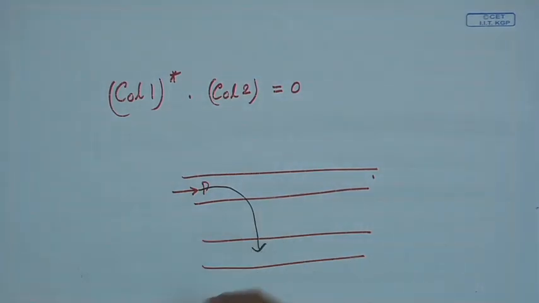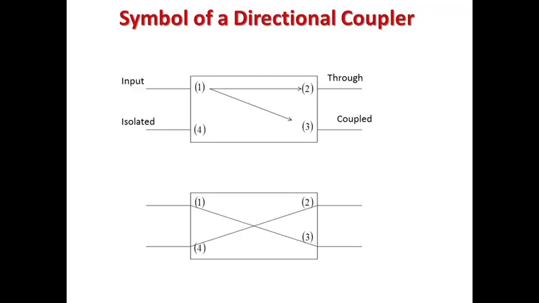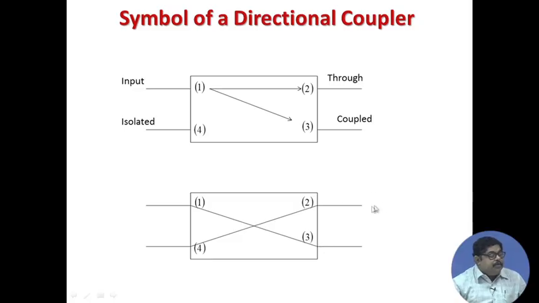You can ask how it happens, since there is no radiation mechanism here. Actually, the two lines are kept one over the other, and there are some holes at some selected, well designed places, and through them the power comes. So, that coupling is shown here, that port 1 is getting coupled to port 3. Similarly, if you give power at port 2, it is getting coupled to port 4.